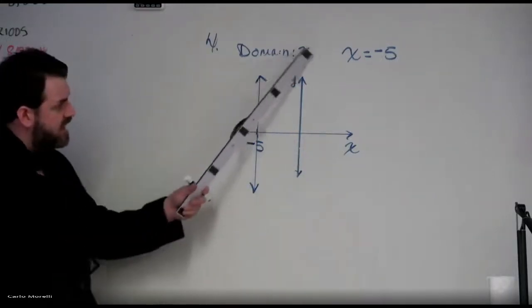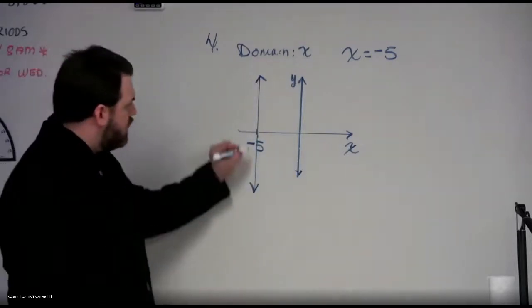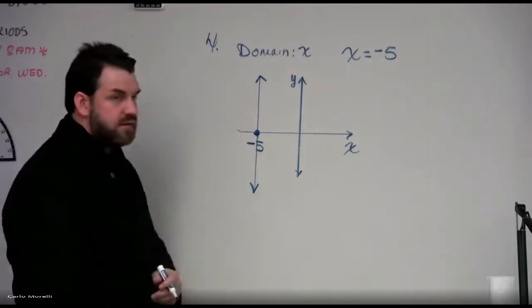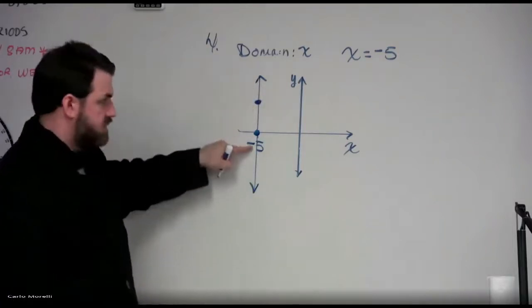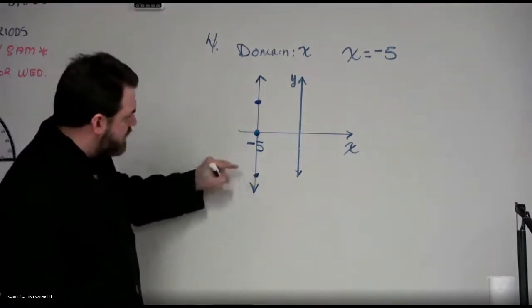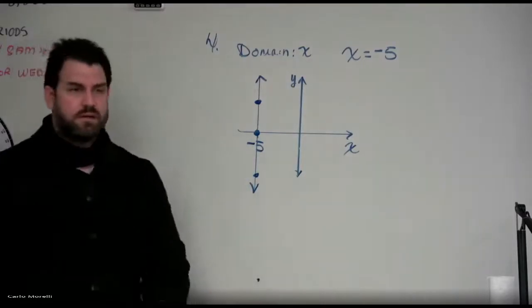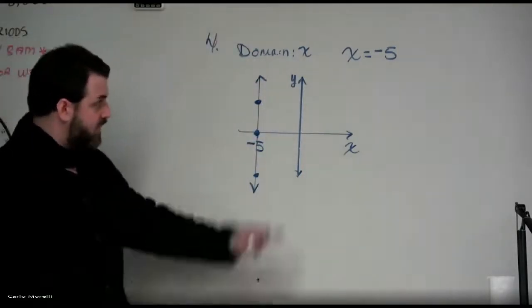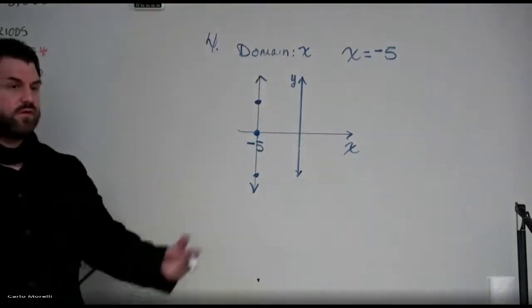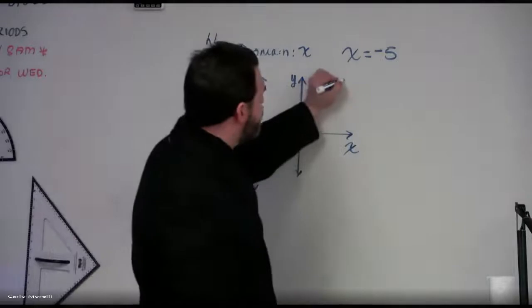Now the domain is x. So what x values can this vertical line be? So what is the x value at this dot right here? What about down here? What about down here? Yeah. So everywhere all along this vertical line, the x value is negative 5. Domain is x. So what is the domain of this line? Yeah, negative 5.